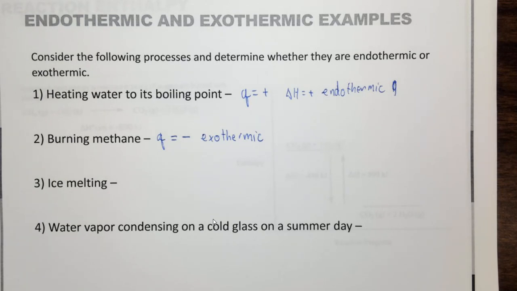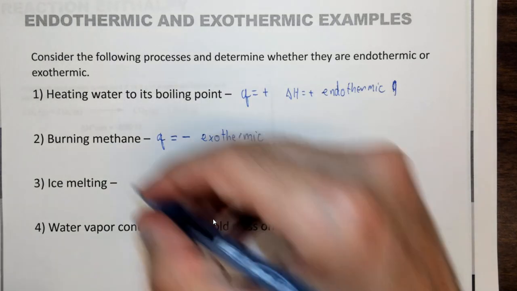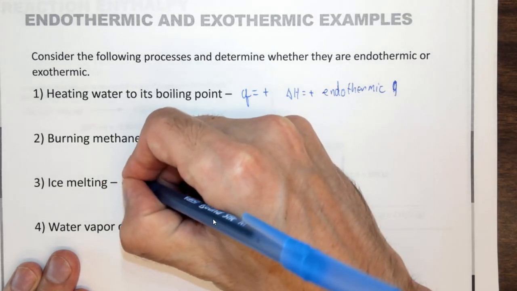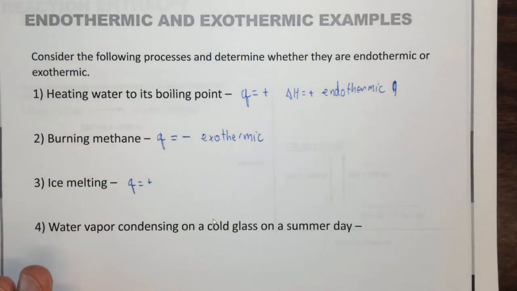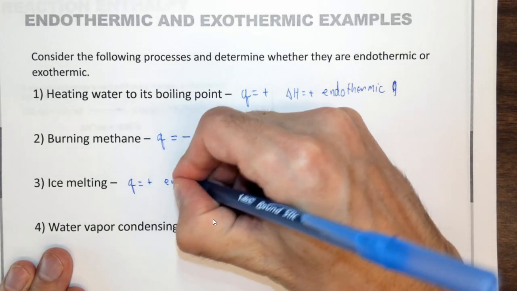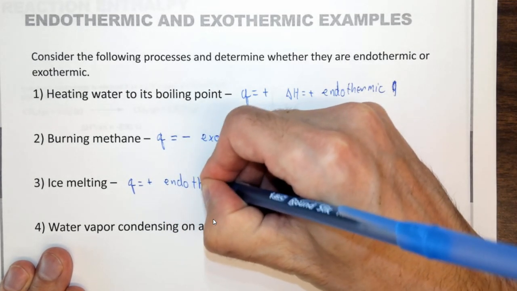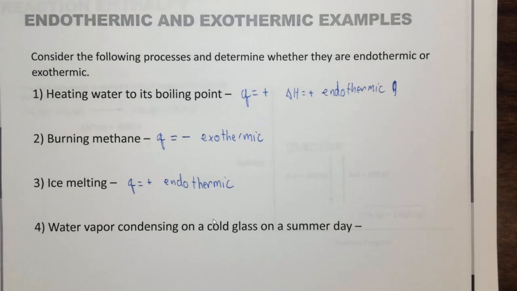Ice melting. So if we have solid water and we want to turn it into liquid water, do we have to add heat or do we have to take heat away? Of course, if you want ice to melt, you have to add heat. So if you're adding heat for the ice, the system, Q and delta H are positive. So this is endothermic, because you have to add heat in order to get ice to melt.